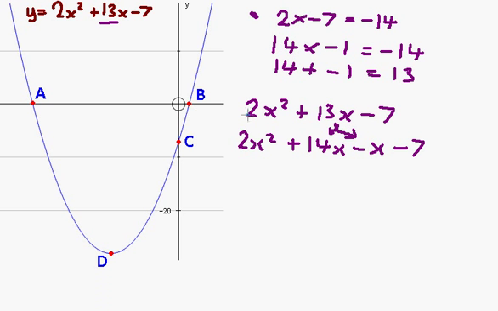Now I'm going to factorise the first two terms, so I can get 2x outside of a bracket, because 2x goes into both 2x squared and 14x. 2x times x is 2x squared, and 2x times 7 is 14x. So I factorised the first two terms.